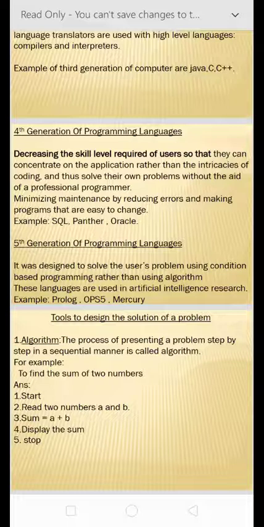For example, if I want to find the sum of two numbers, we will write steps 1, 2, 3, 4, 5 to solve it. First, we'll start the problem. Then we will read two numbers. We will find the sum of the two numbers. Then we will display the sum. And then we will stop.